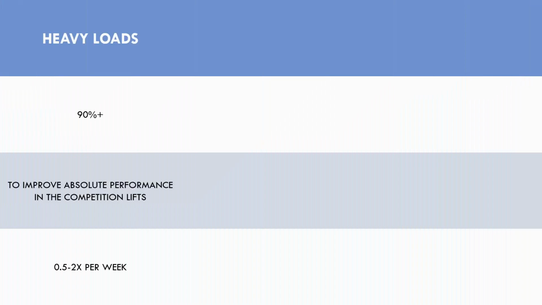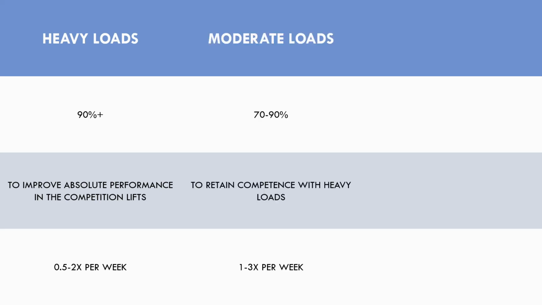Heavy sessions can be categorized as 90% or heavier loads. These sessions have the goal of improving absolute performance in the classic lifts. Heavy sessions should only be implemented 1 to 2 times per week, or even every second week for heavier and more advanced athletes. Moderately heavy sessions can be categorized as lifting loads somewhere in the range of 70 to 90%.